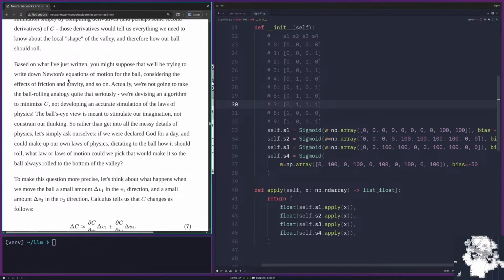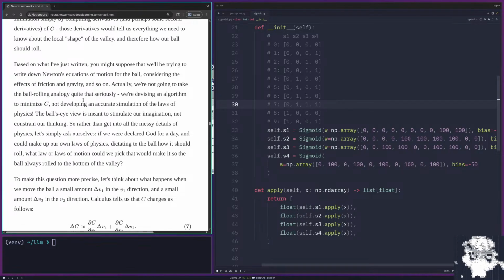Based on what I've just written, you might suppose that we'll be trying to write down Newton's equations of motion for the ball, considering the effects of friction and gravity and so on. Actually, we're not going to take the ball rolling analogy quite that seriously. We're devising an algorithm to minimize C, not developing an accurate simulation of the laws of physics. The ball's eye view is meant to stimulate our imagination, not constrain our thinking.